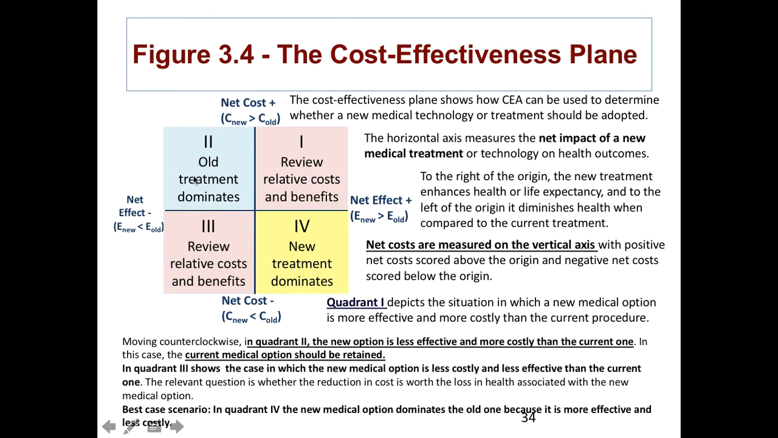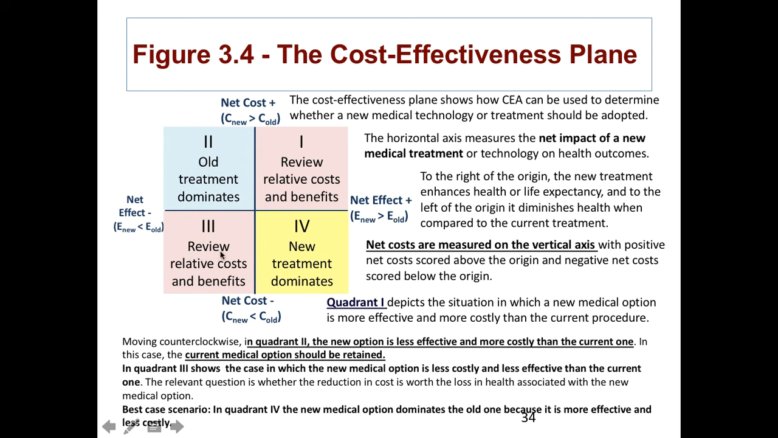In quadrant 2, so we go counterclockwise, the new treatment is more costly and less effective. So there is no question here that we reject the new treatment versus the old one, because the old treatment dominates in terms of both cost and effectiveness.